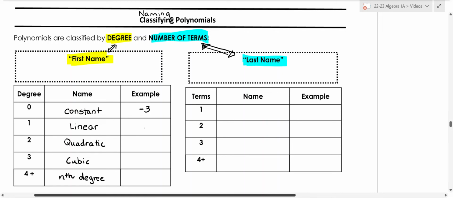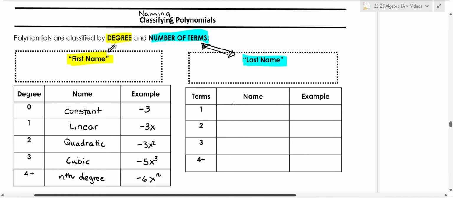-3, constant. If your degree is 1, -3x. Quadratic, if your degree is 2, -3x squared. If you're cubic, I'm just going to change the number so that you don't get confused with the 3's. Nth degree, it'll be like -6x raised to whatever n power that is, okay?